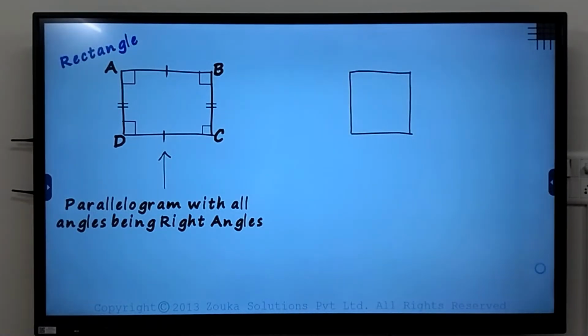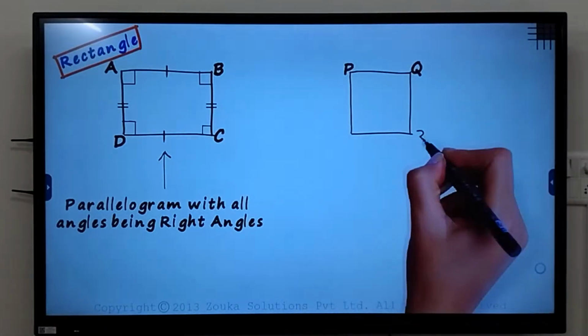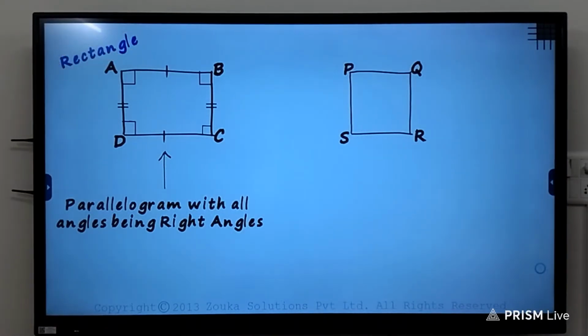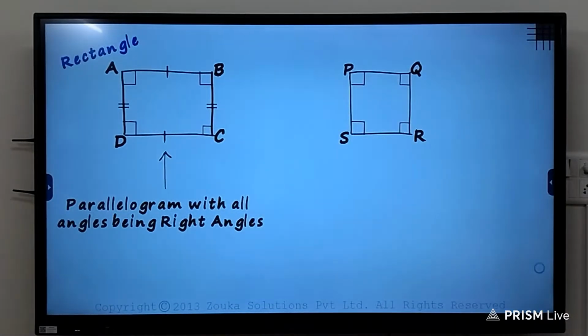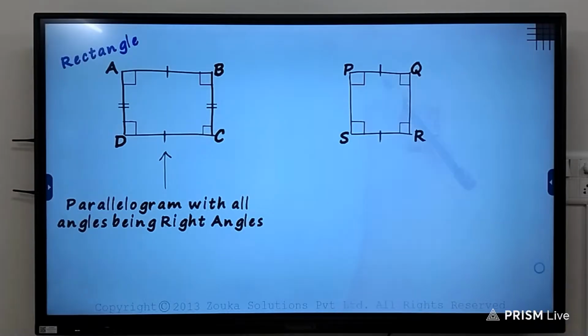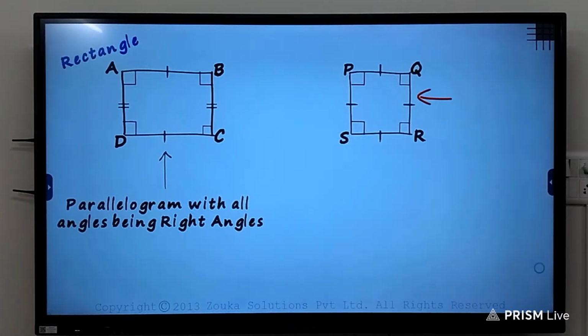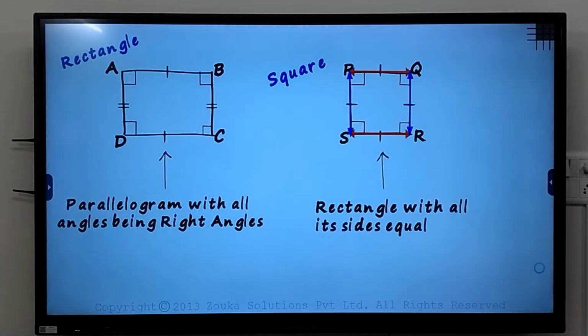Now it gets even more interesting. This quadrilateral is a special case of a rectangle. Let's call it PQRS. Like the rectangle, all its angles are right angles, but it has an additional property. All its sides are equal to each other. This type of quadrilateral is called a square. Basically, it is a rectangle with all its sides equal. The rectangle is a special case of the parallelogram, and this square is a special case of a rectangle.